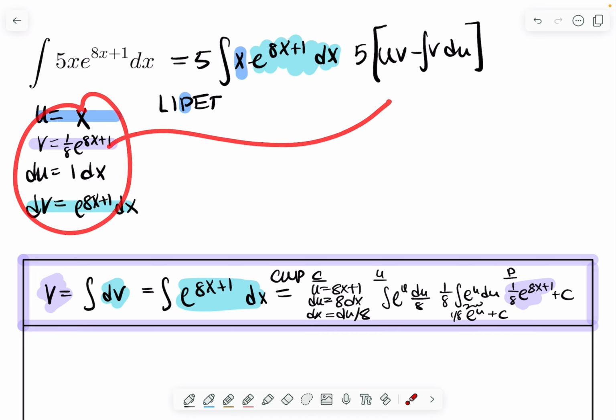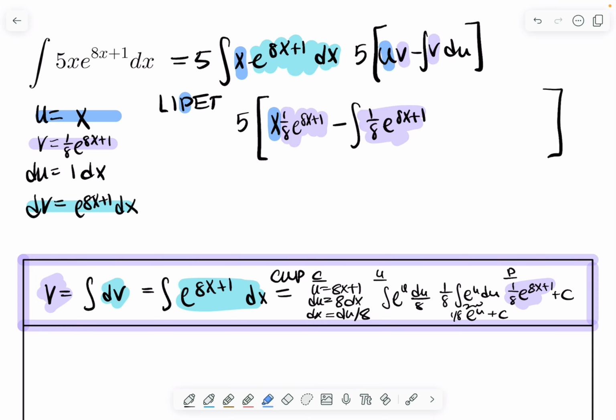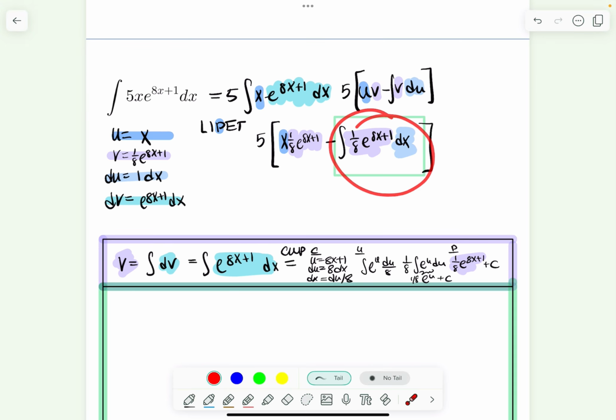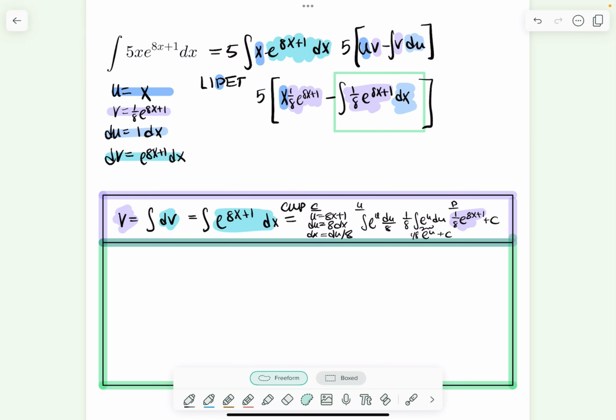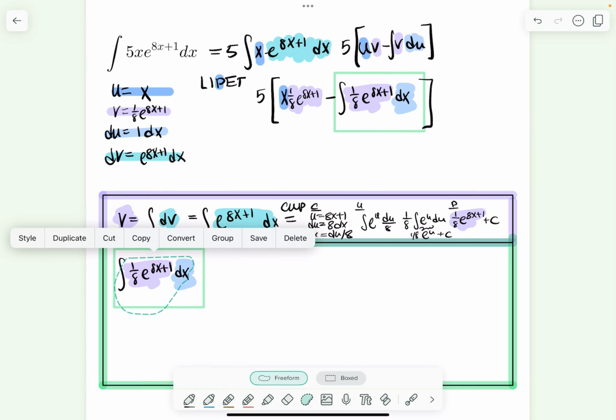Now that we have everything we need, let's plug it into the formula. So remember, everything is being multiplied by 5. u is our x, v is this, minus the integral of v times du, which is just 1 dx. Now this is always the second integral you're going to end up doing in integration by parts, and I like to put that integral into my second integral box and solve it over here.